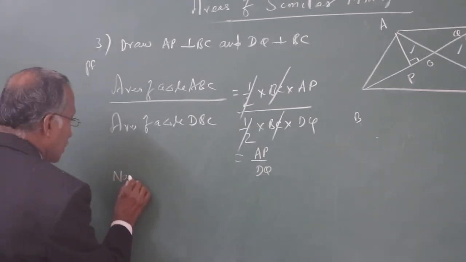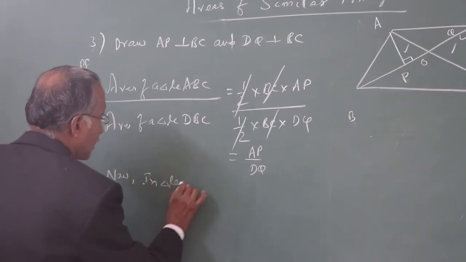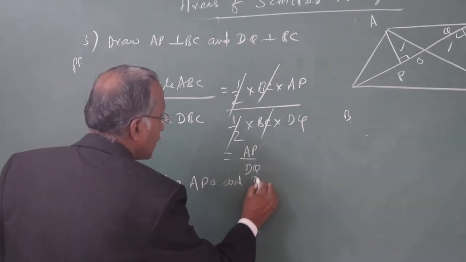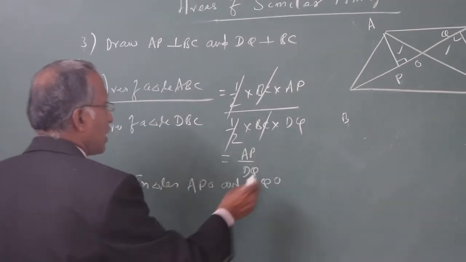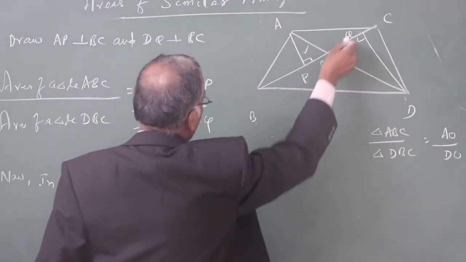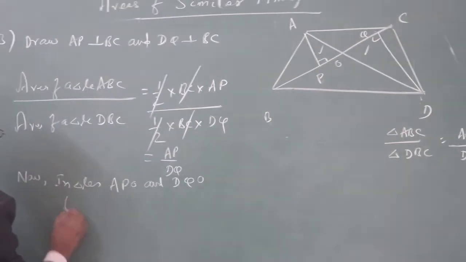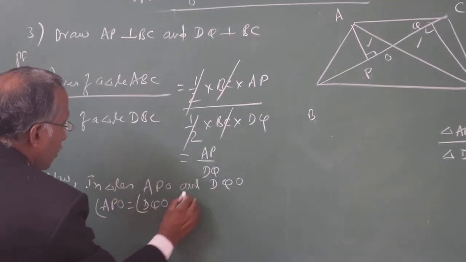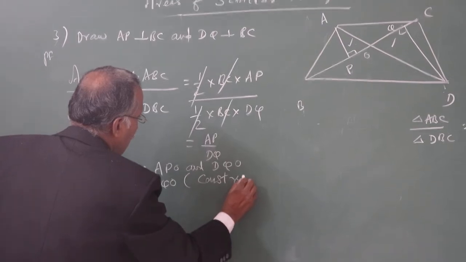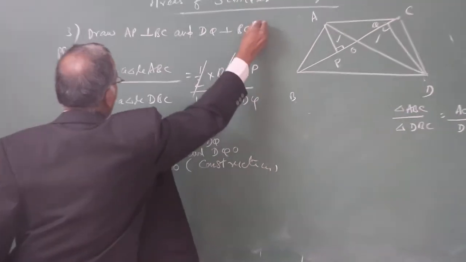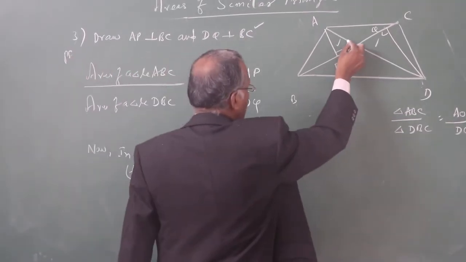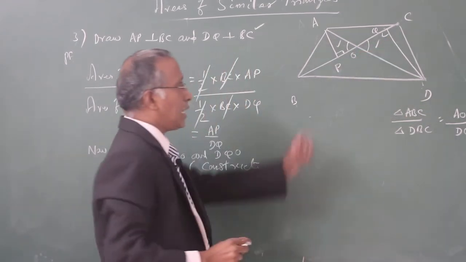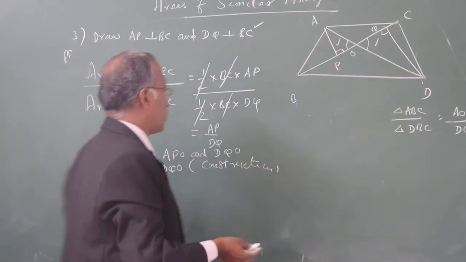Now in the triangles APO and DQO, you know very well that angle APO equals angle DQO, because from the construction they are right angles. Reason: construction, which we had done at the beginning. And you know that angle AOP equals angle DOQ. Why? They are a pair of vertically opposite angles.